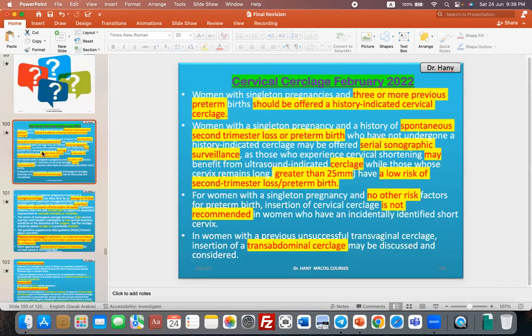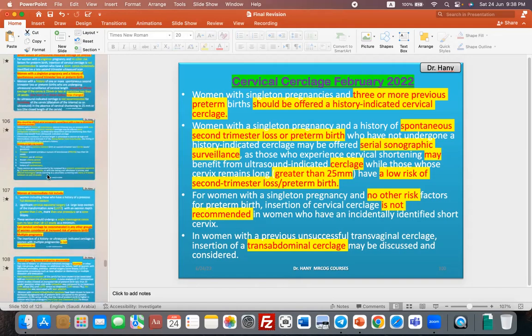This is the point you argued about today in the group. The patient has 2 first trimester miscarriages. So I will do ultrasound indicated cerclage. Once I have a short cervix, between 14 or 16 and 24 weeks, I need only once a short cervix to put her in the ultrasound indicated cerclage. Otherwise, no.